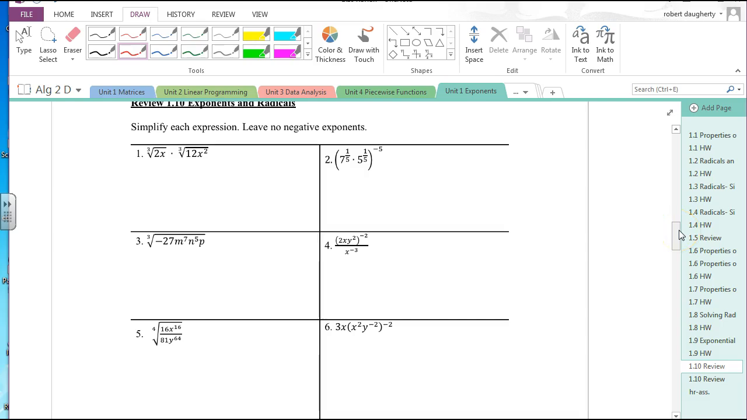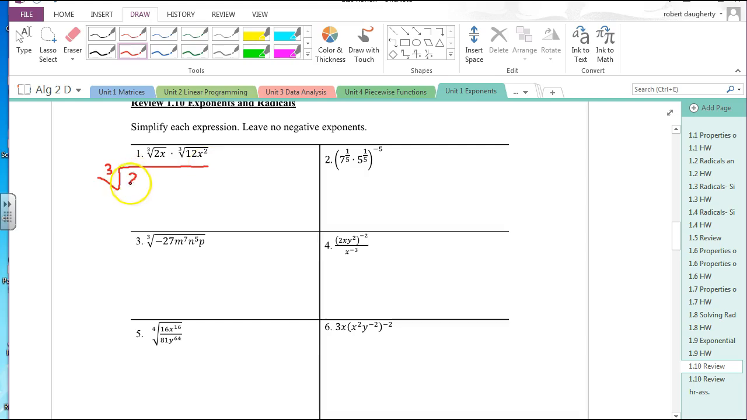Exponents and radicals. Simplifying expressions, that means that everything under the radical needs to be in simplest form. Nothing can be condensed, and there are no negative exponents. So I'm taking cube roots here. So let's bring everything together. When they're multiplied, it's a good strategy to do that.